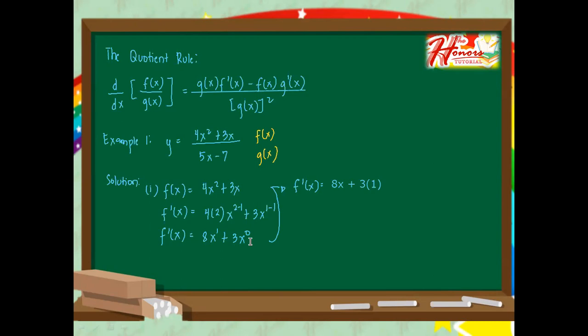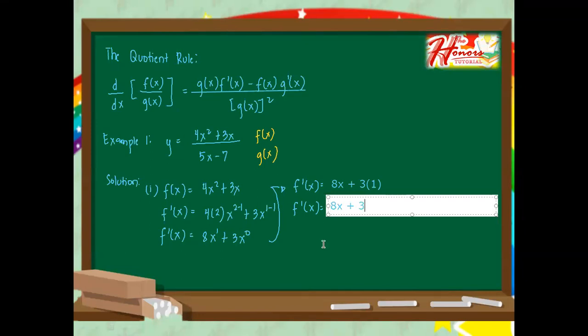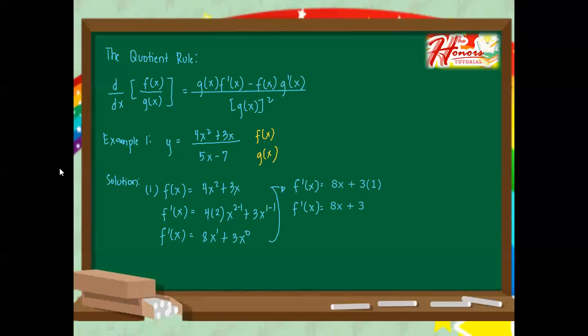Now let's continue solving. So now we have here, for the f of x still, f prime of x is equal to 8x plus 3. So that is the value of our f prime of x. Remember this, okay? We will be using this later. Now, let us have solution number 2.